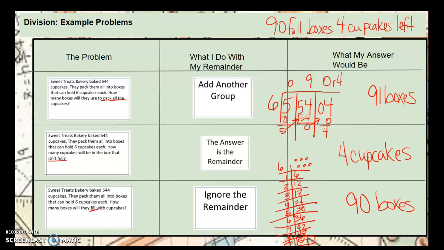So the question is so important when you're problem solving and just really paying attention to what they're asking for. All right, so those are the 3 different ways that you can use your remainder with division. Next year, you get to learn how to divide up your remainder into smaller parts, fractions and decimals, but not in 4th grade.